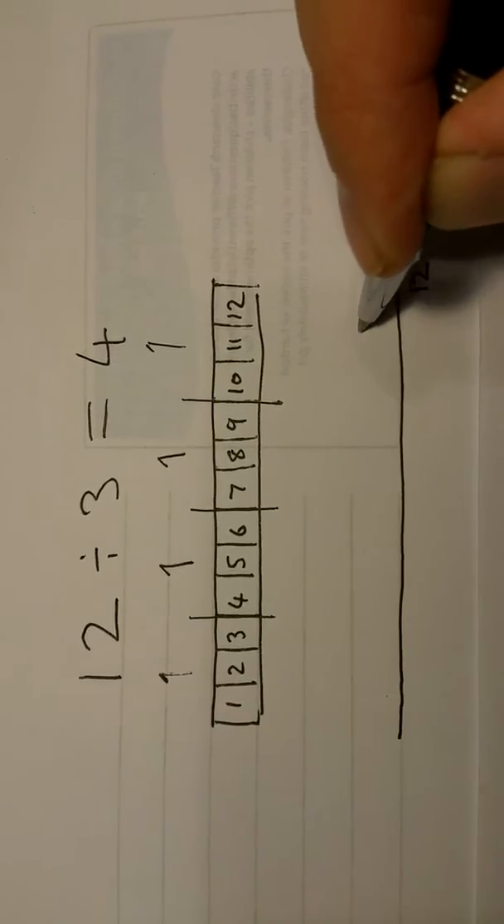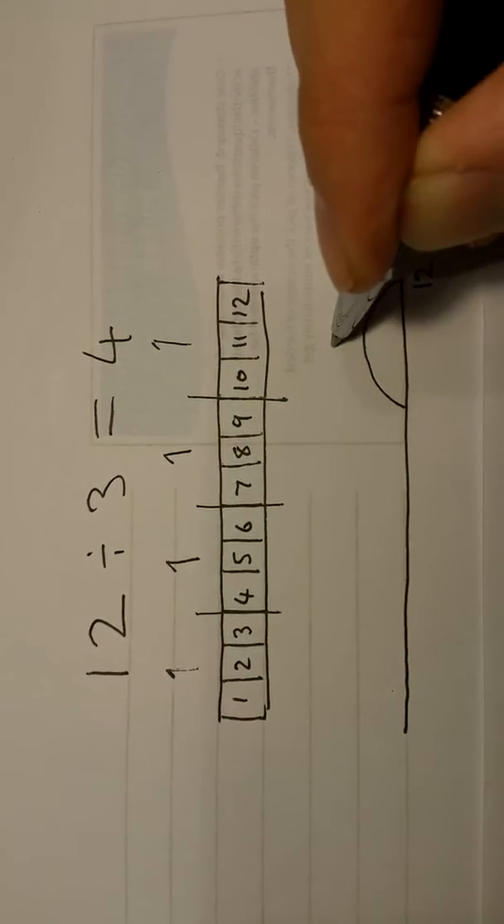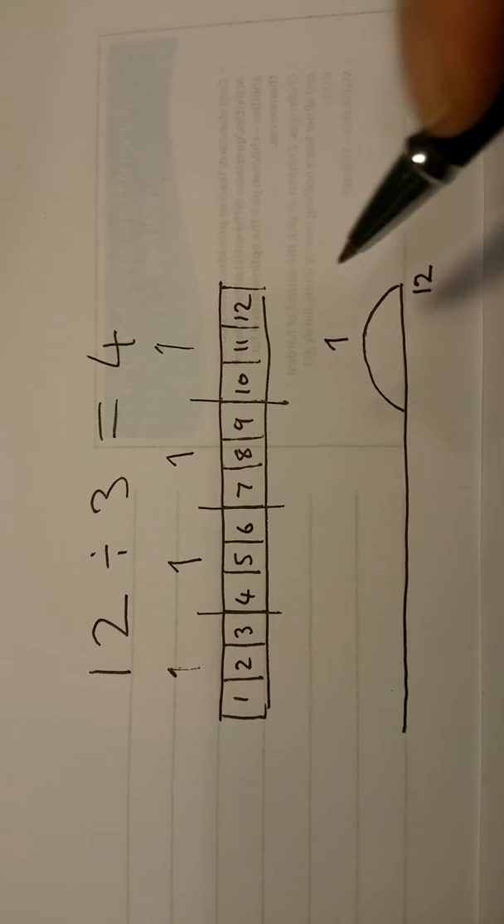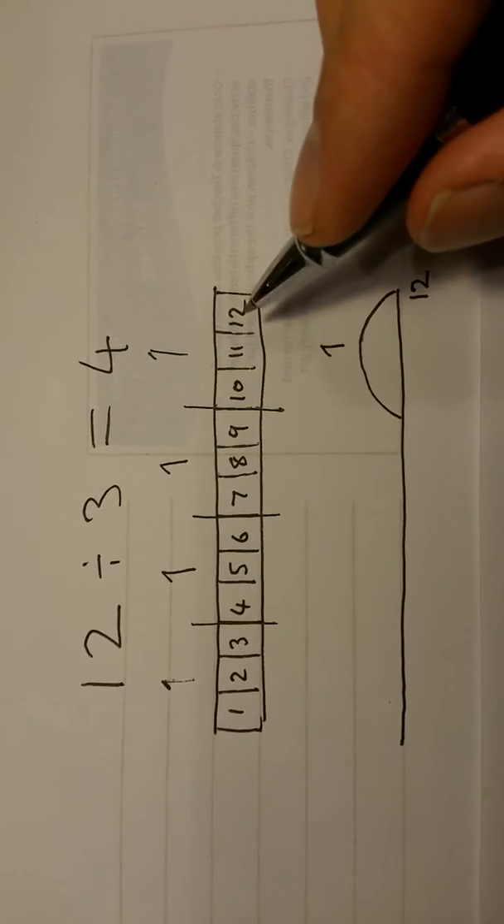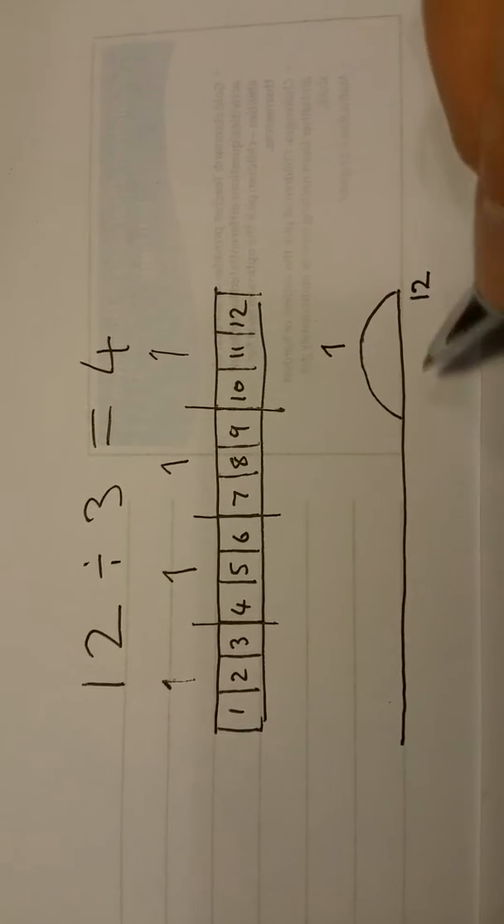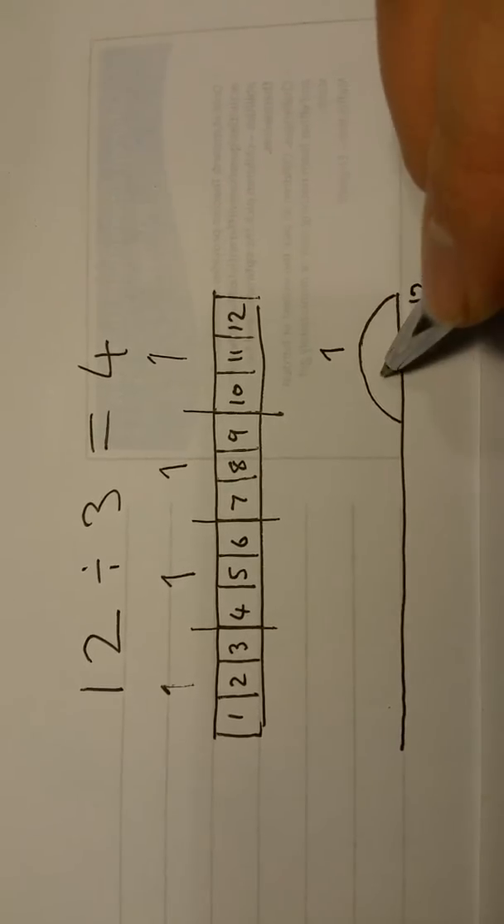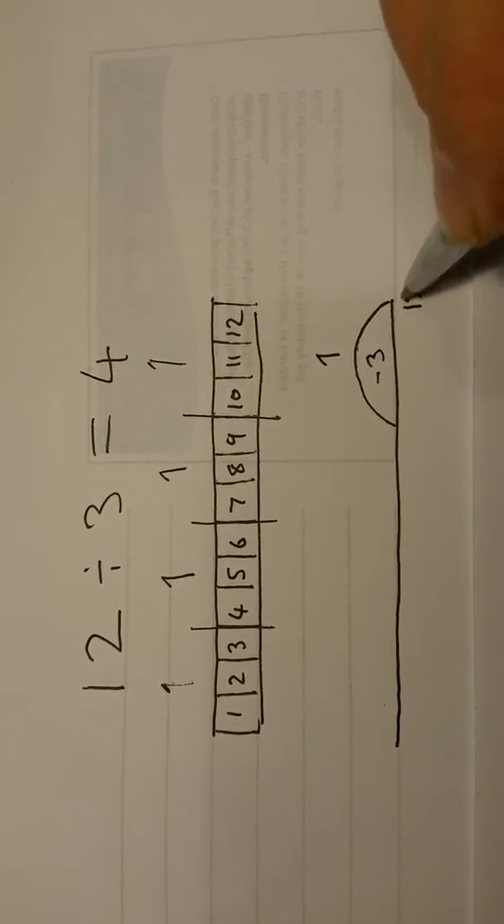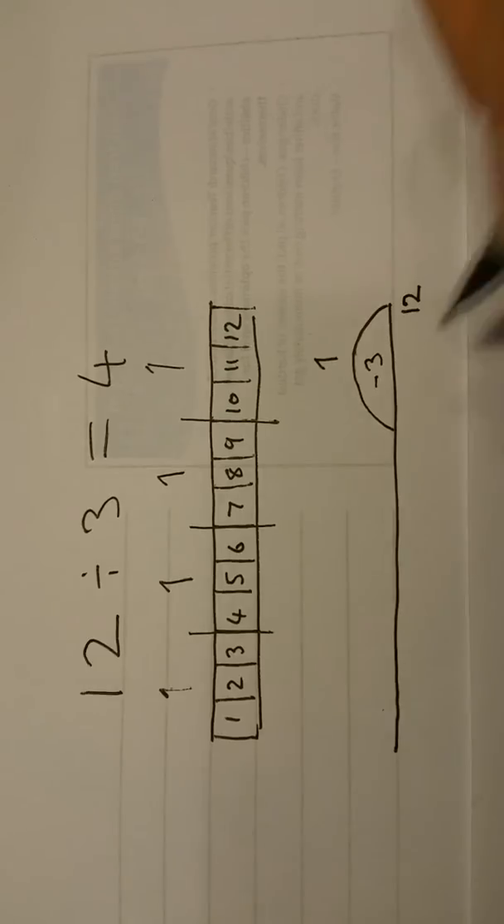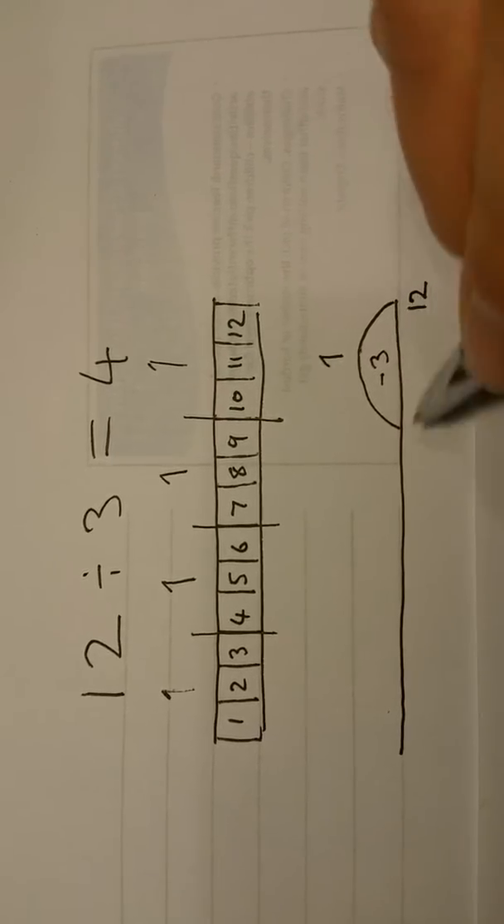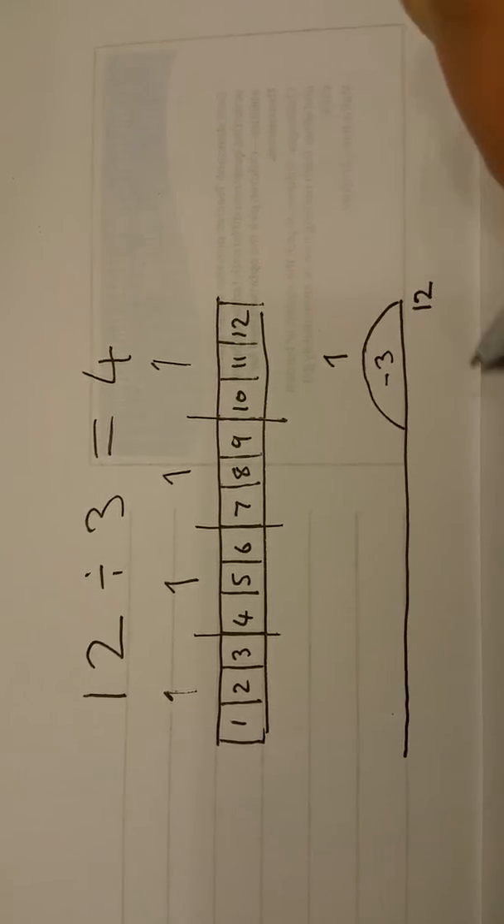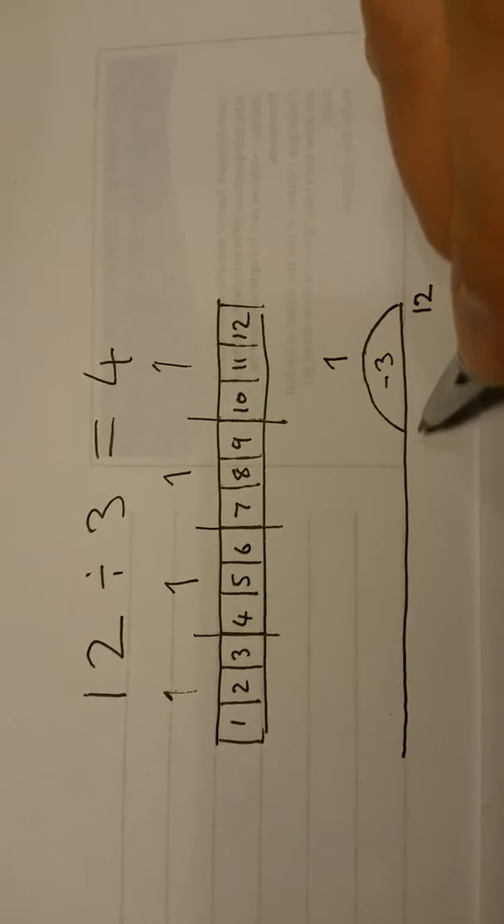So let's take out 1 lot of 3. And I can't count the blocks anymore, 1, 2, 3, because I haven't drawn them. So what I'm going to do is I'm actually going to take 3 away from 12, just so that I know that it is 3 I'm taking away, and not 2 or not 4 or not any other number. So 12 take away 3 is 9.